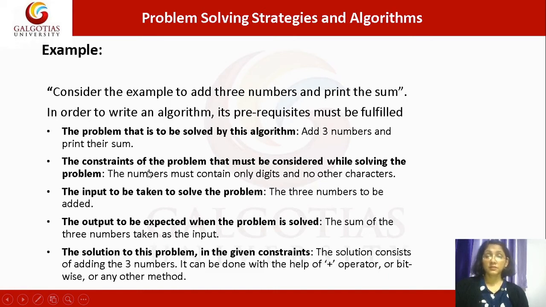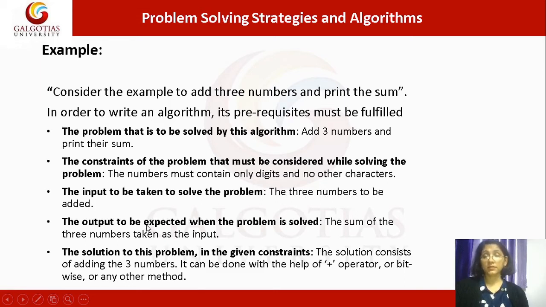Second is the constraints of the problem that must be considered while solving the problem. Here the constraint is you can have only digits for these three numbers. Except digits, you cannot have any character. The third prerequisite here is the input to be taken to solve the problem. Here the input that we'll be considering is the numbers which are added.